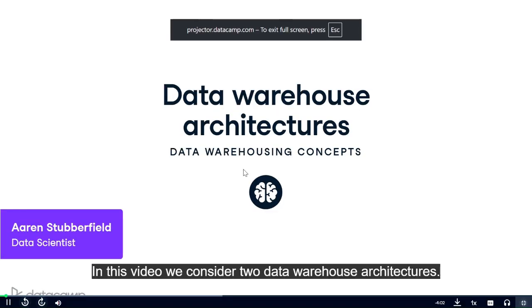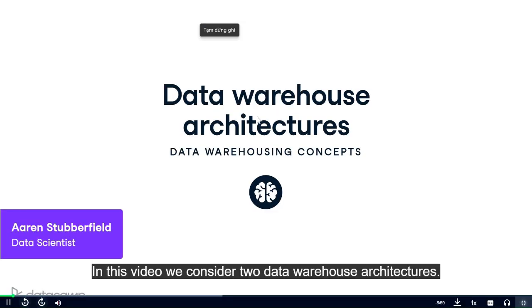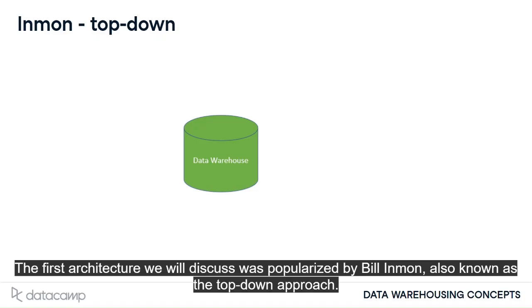Welcome back. In this video, we consider two data warehouse architectures. The first architecture we will discuss was popularized by Bill Inmon, also known as the top-down approach.